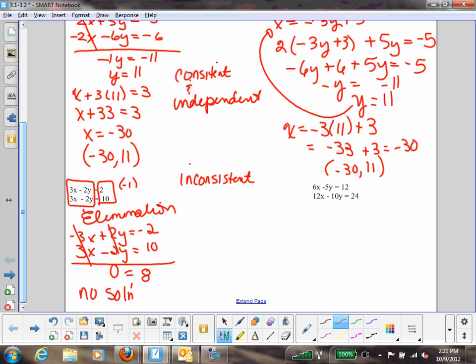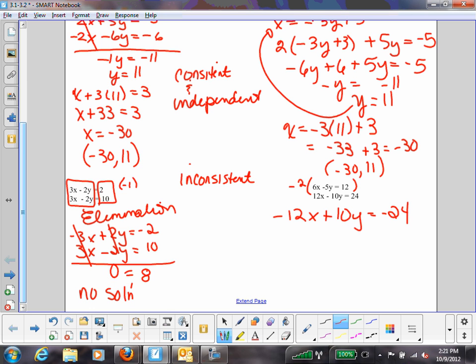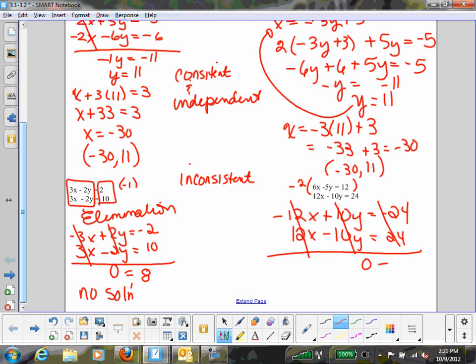Okay, so let's look. Let's say we want to get rid of the x. And I multiply through by negative 2 on the top. That would leave me with negative 12x plus 10y equals negative 24. And 12x minus 10y equals positive 24. In this case, everything cancels out, including what it's equal to, correct? And this is a case that has infinitely many solutions.